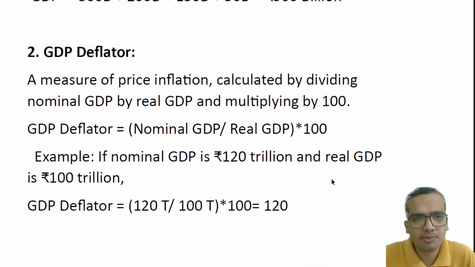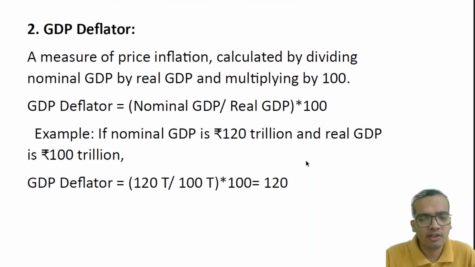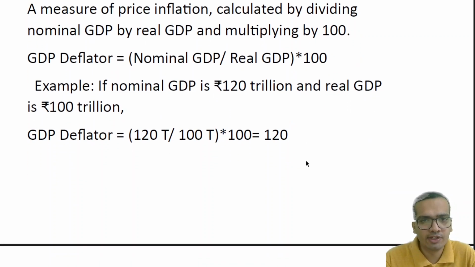Then comes the second concept, GDP deflator. It is a measure of price inflation calculated by dividing nominal GDP by real GDP and multiplying by 100. So GDP deflator equals nominal GDP divided by real GDP into 100, which is shown in a calculation manner. For example, if the nominal GDP is 120 trillion and real GDP is 100 trillion, we can calculate the GDP deflator using the above formula, which comes to 120.